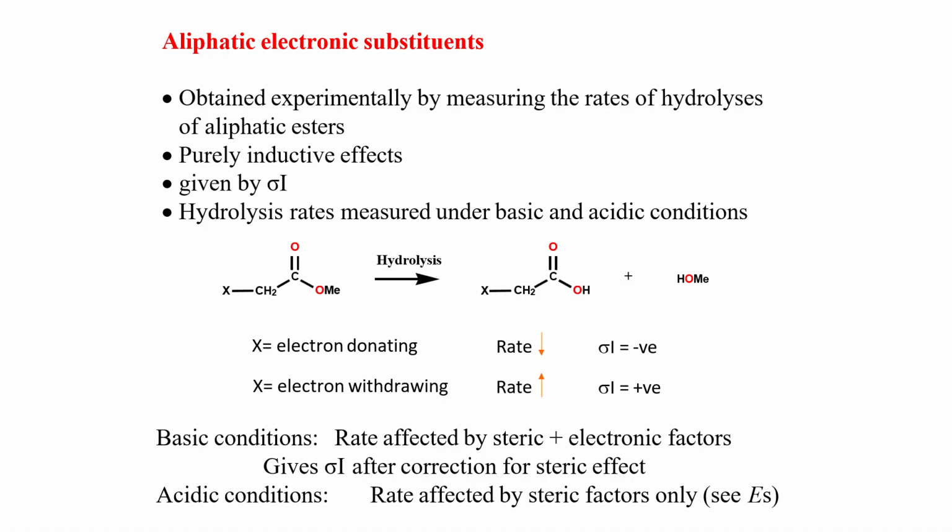Aliphatic electronic substituents are obtained experimentally by measuring the rate of hydrolysis in aliphatic cases. The purely inductive effect is given by sigma I, and the hydrolysis rate is measured under basic and acidic medium.